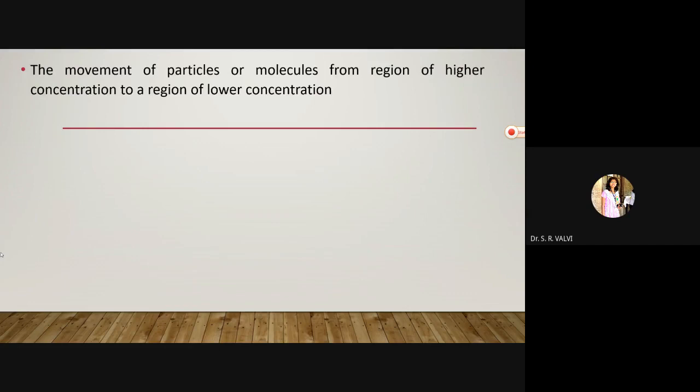For example, if I'm dusting a duster which is full of chalk particles, suppose I'm dusting it, so the particles of the chalk are moving from the region of their higher concentration to the region of their lower concentration. This is one example of this.